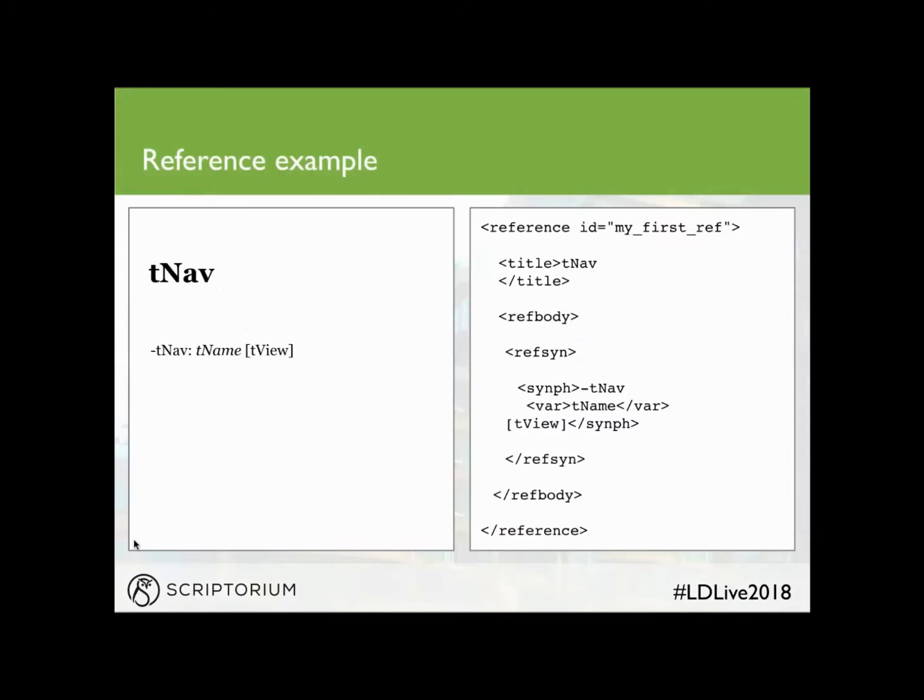So let's take a look at an example of that. This is, again, another very simple example of a reference topic. And this just contains a single entry in a syntax diagram. So on the left, we see sort of what you see is what you get format. And on the right, again, we see it with DITA tags. And we have the reference element that contains the entire topic. We've got a title element which contains our title, TNAV, and then we have the ref body, which has the body of our reference. And so inside of here, we can see how the refsyn element works. Inside of that, we have a synph element and a var element, and this basically just allows us to define the syntax for TNAV.